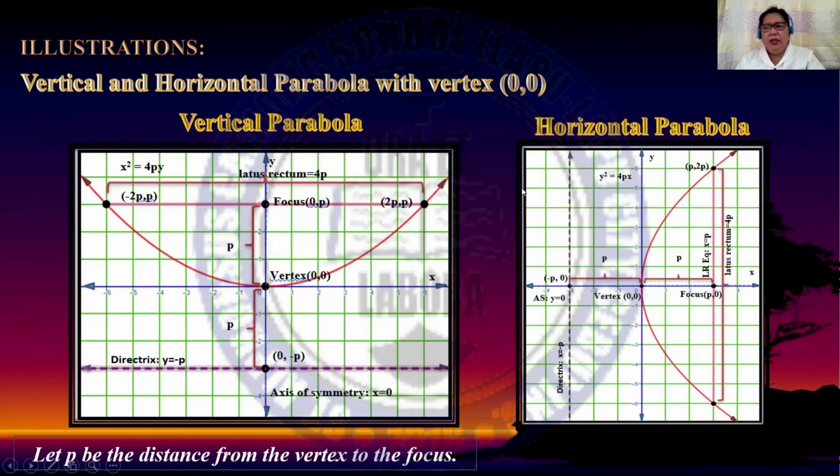And passing through a segmented line or a broken line, this line will represent the directrix, wherein the equation is x is equal to negative p. This is the endpoint of the latus rectum, and this is another endpoint of the latus rectum. The latus rectum is equivalent to 4p. From here to this is only 2p. Let us have an example.